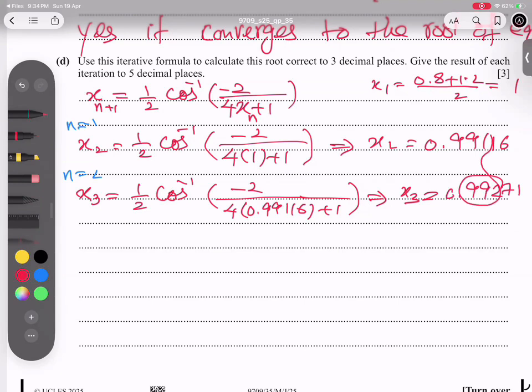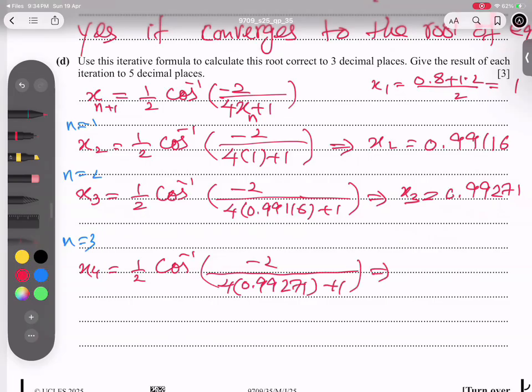Are the 3 dp matching? No, not matching. So I will continue further. I'm plugging in 3 now. When I plug in 3, I got a 4 and 1 over 2 cos inverse and negative 2. This complete value will replace this number. So 4 times 2, 0.99271 and plus 1. So let's see what x4 becomes. If I replace it here, 0.99271, I'm getting 0.9924. Still not matching. I have to go one more step.